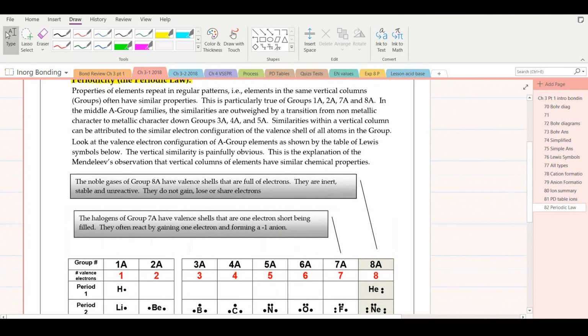In the middle A group families, groups 3A, 4A, 5A, and even 6A, the similarities going down the column are sometimes outweighed by a transition from non-metallic at the top of the column to metallic character towards the bottom. Similarities within a vertical column can be attributed to similar electron configuration in the valence shell of all the atoms in the group.